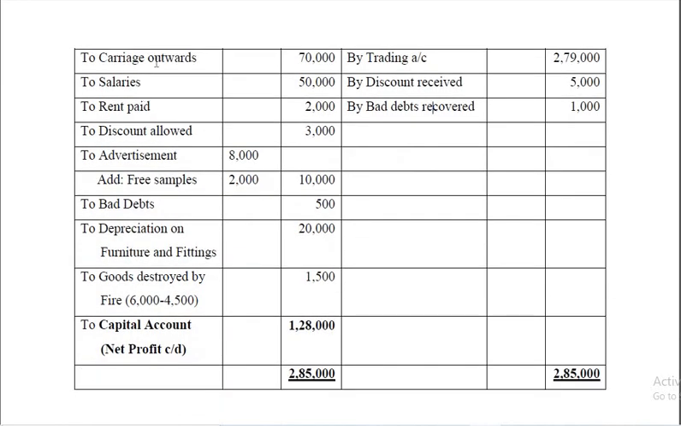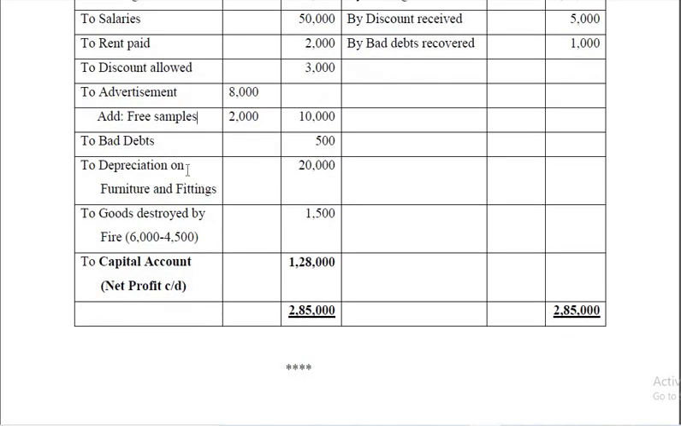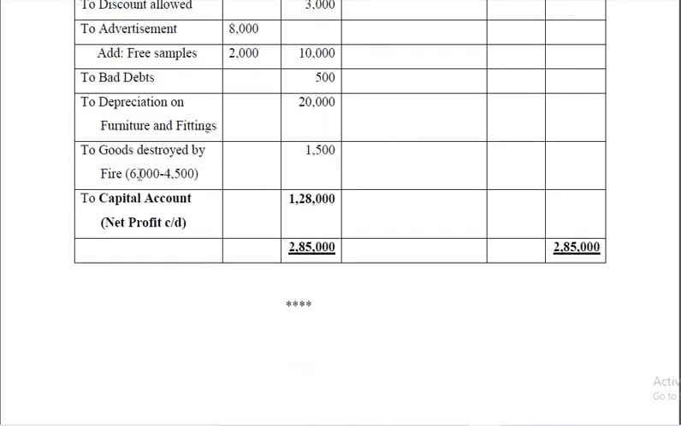Debit side, carriage outwards, that's nothing but on sales, salaries, rent paid, discount allowed. When you receive the amount, you allow the discount. When you pay the amount, you will receive the discount. Advertisement, what is given in the trial balance plus given in the adjustment as free samples. Bad debts, which is irrecoverable loss. Depreciation on furniture is a loss. Goods destroyed by fire. Of the 6,000 value destroyed, 4,500 is going to be recovered from the insurance company. So net loss is 1,500.